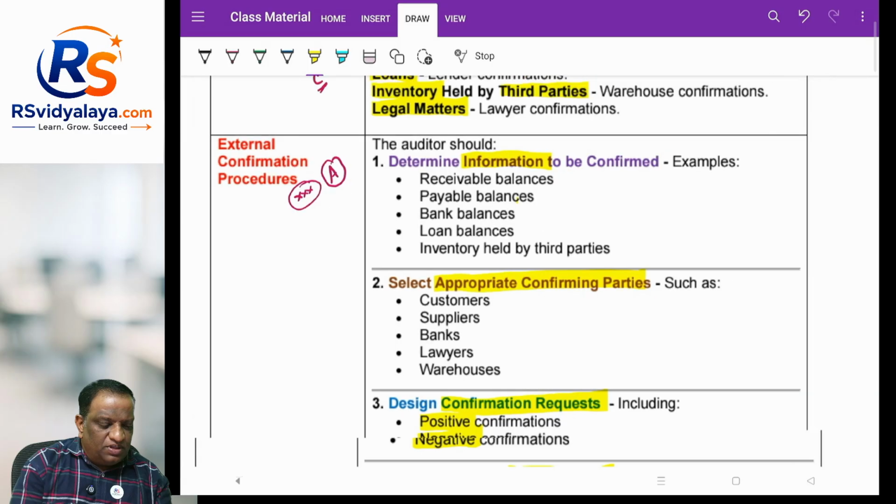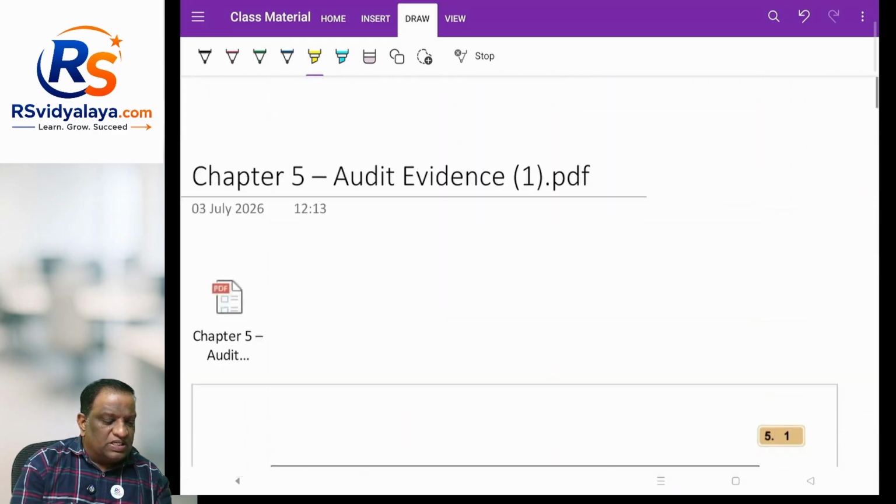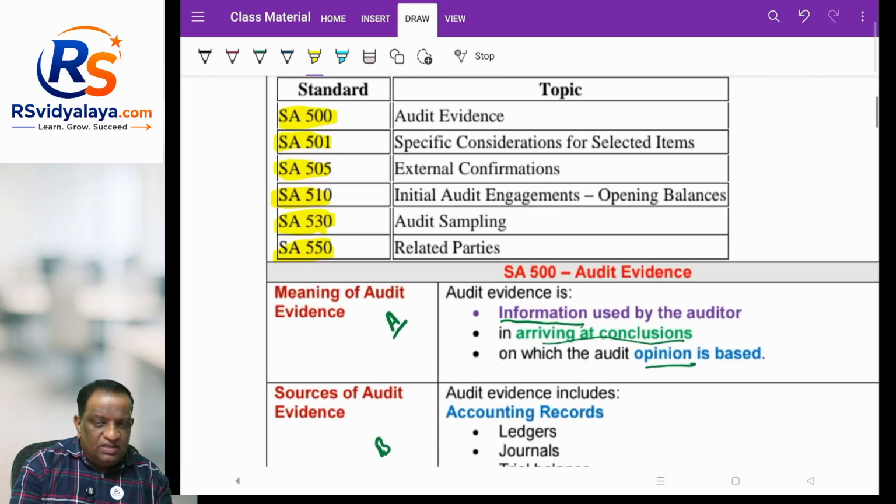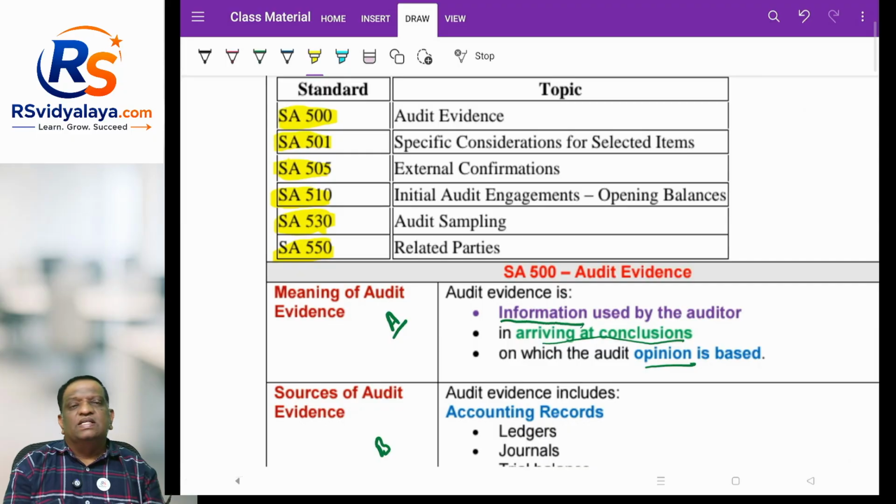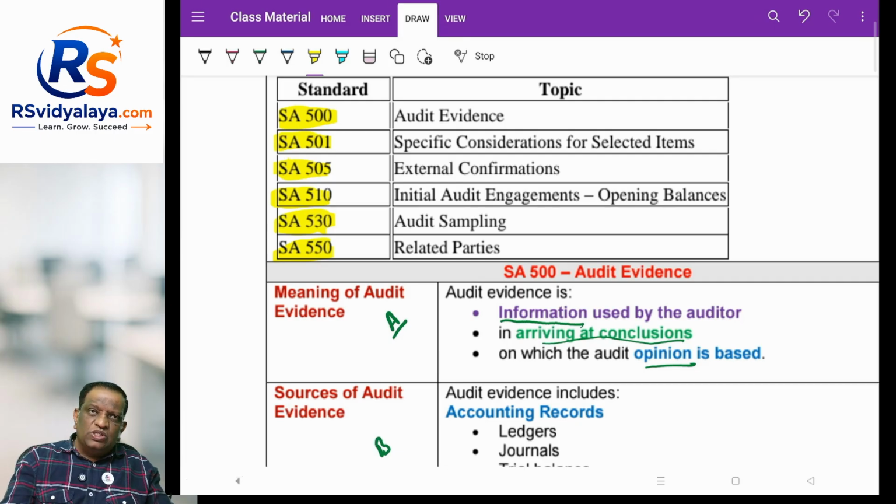To sum it up, we have discussed as of now 3 standards: SA500, SA501 and SA505. So with this, let us give a pass to this chapter for a while, and when we resume after the break, we would be continuing with the remaining 3 standards of it. See you after the break.